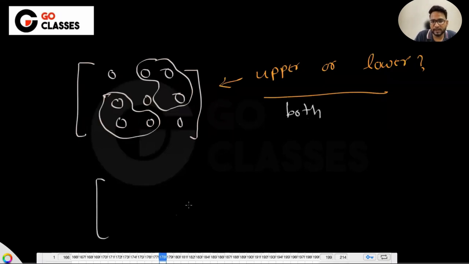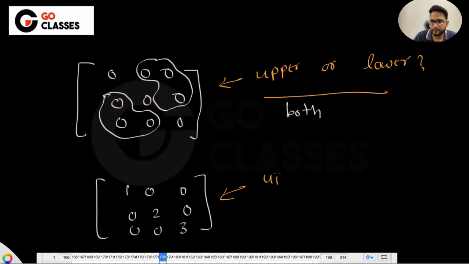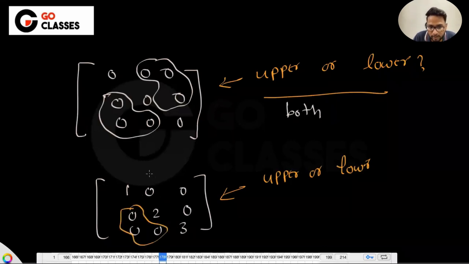And what about this matrix? Is this an upper triangle or a lower triangle? Upper triangle says that these should be zeros. Lower triangle says that these should be zeros. It does not say anything about the other elements, so these could be non-zero or zero. That is why it is also both.